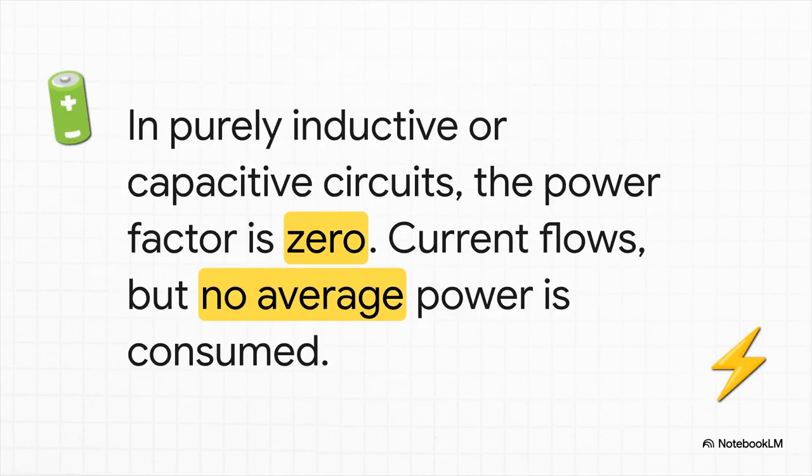And that brings us to this really weird, cool idea called wattless current. If you have a circuit with only a perfect inductor or capacitor, the timing shift is so big that the power factor is 0. That means you have current flowing, but no actual power is being used. It's like the energy is just sloshing back and forth in the wires, never actually getting used for anything.